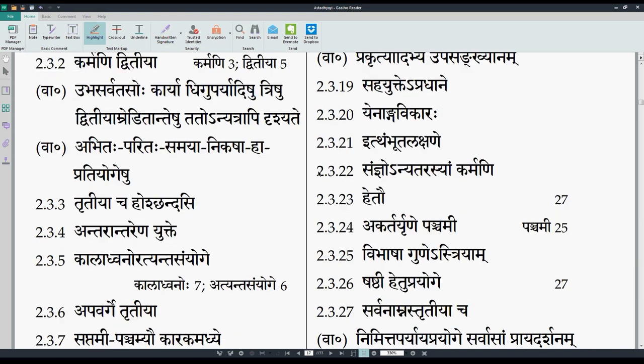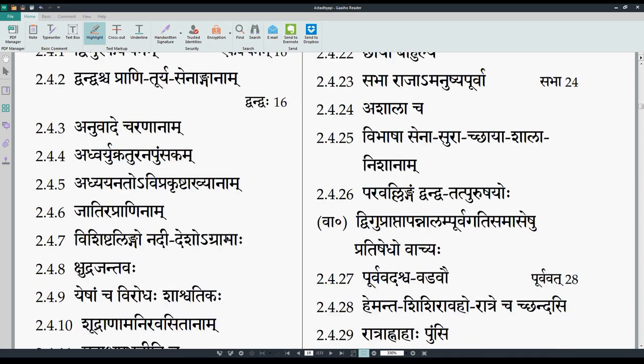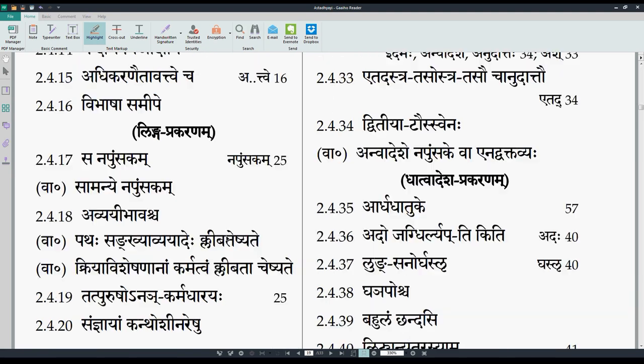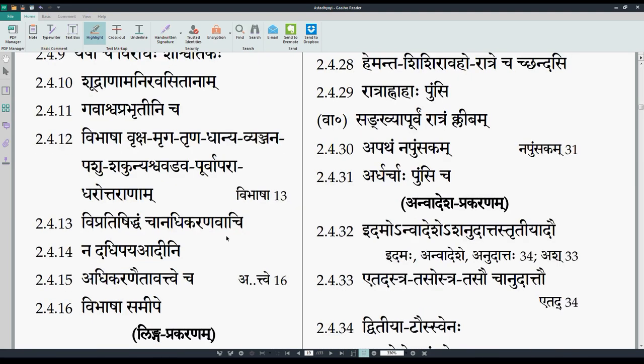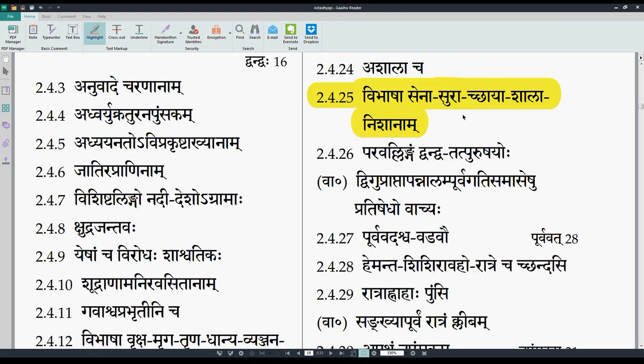2425 somewhere there. So one tikakara says, see here, this sutra, Vibhasha Sena Surachhaya Shala Nishanam. Now, you see in the sutra, akara is there, here sura akara, and chaya chakara is there. But tugagama, which has taken the form after stosh chunaschu, it has become chakara. So this is the tugagama. What you see here, this chakara here.